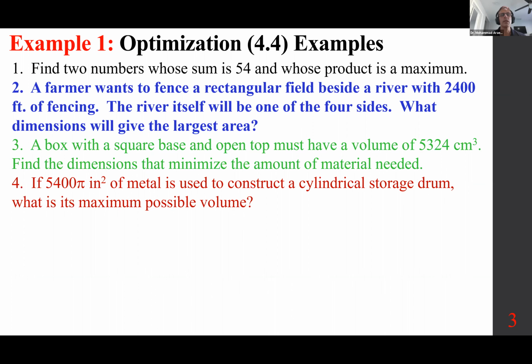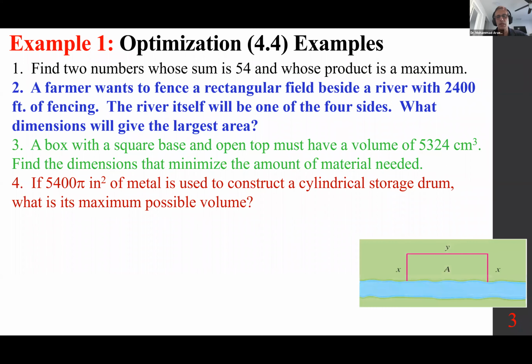Number three, a box with a square base and open top must have a volume of 5,324 cubic centimeters. Find the dimensions that can minimize the amount of material needed, probably for minimizing the cost. If 5,400 pi square inches of metal is used to construct a cylindrical storage drum, what is its maximum possible value? So these are some examples we come across. The best thing is to come up with the setting and draw something. As you can see here, I'm going to look at question number 2.